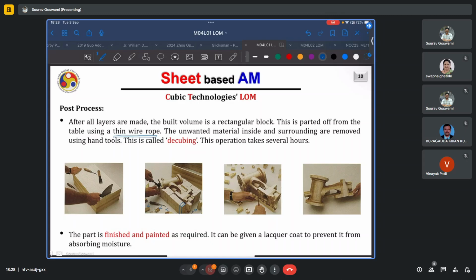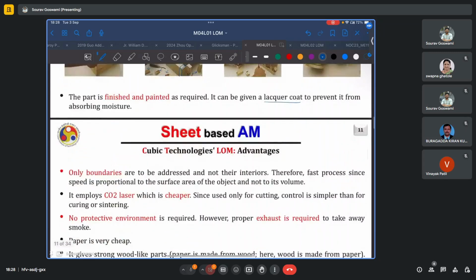Thus, this process, or the Cubic Technologies norm, is not really a fully automatic process because the post-processing is manual. The skill of the technician will also play a role in the final finish of the part. This operation can take several hours. So the decubing process itself will consume several hours. The build process again will be in the order of hours, less than this decubing, and thus we can say that overall the process is very slow. The part is finished and even painted if needed, and can be given some protective coating should the case be.